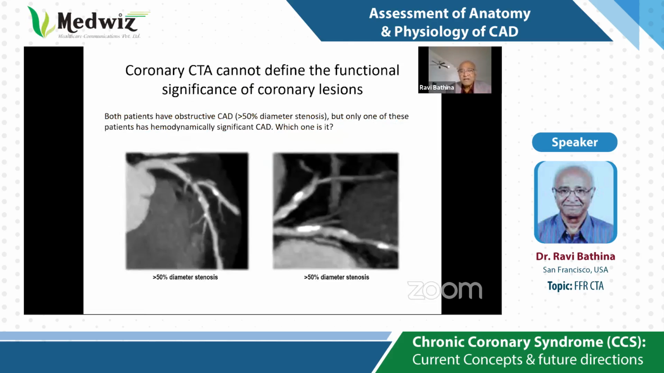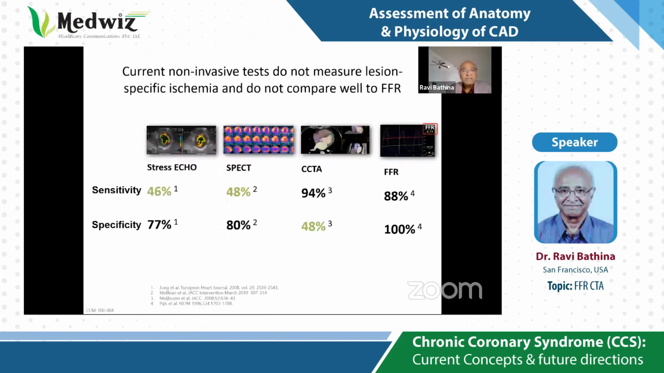As we can see in this slide, there are two patients. Both have moderate disease in the left anterior descending artery, but only one of them has functionally significant disease. Which one is it? As of now, we lean on non-invasive stress echo and SPECT scans, which have been in vogue for almost 3 or 4 decades.